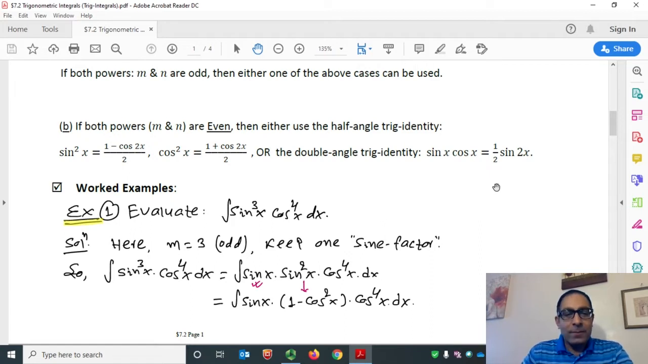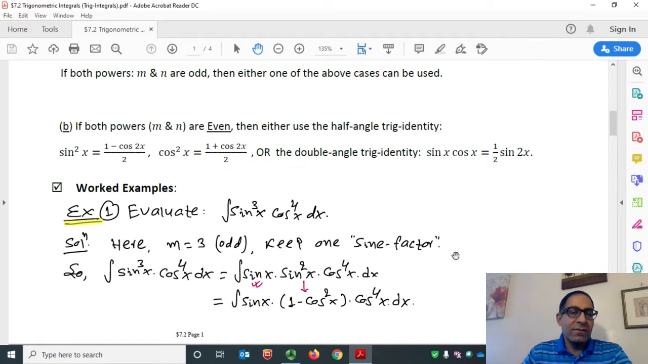Let's do a quick example. Example 1. Evaluate the integral of sine cubed x times cosine to the power 4 of x dx. Now here sine has power 3 and cosine has power 4. In our formula, m was the power for sine and n was the power for cosine. So here m is 3 and n is 4. At least one power is odd, that means m is odd.